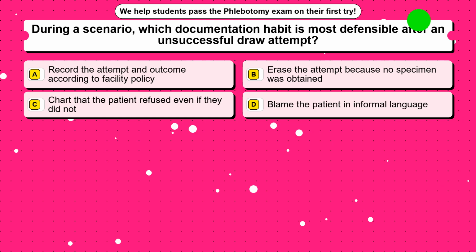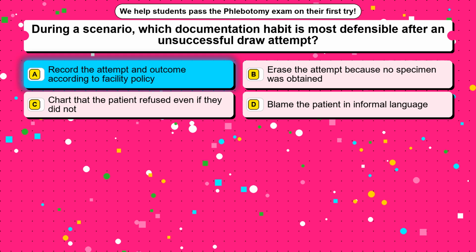Question 100. During a scenario, which documentation habit is most defensible after an unsuccessful draw attempt? Option A. Record the attempt and outcome according to facility policy. Option B. Erase the attempt because no specimen was obtained. Option C. Chart that the patient refused even if they did not. Option D. Blame the patient in informal language.